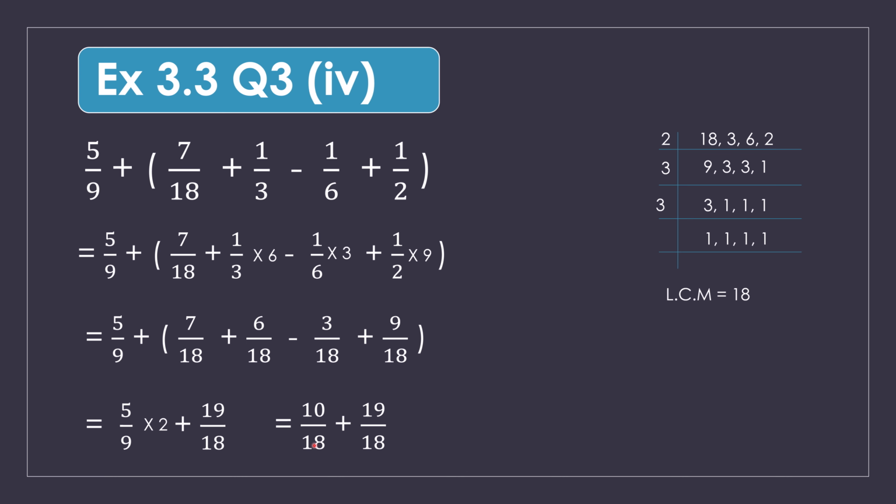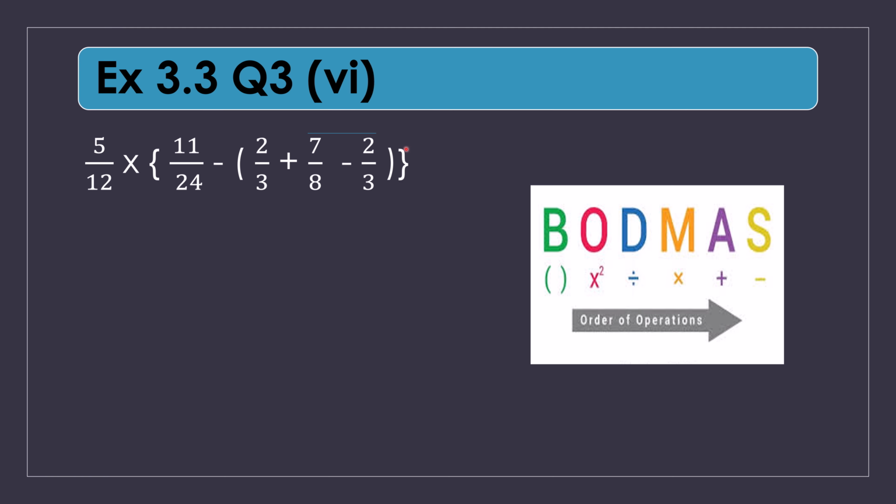Now we have 10 by 18 plus 19 by 18 and the answer is 29 by 18, which is again an improper fraction, and you all know an improper fraction is converted into a mixed number. By division, we get 1 whole 11 by 18. This is exercise 3.3, question number 3, part 6.